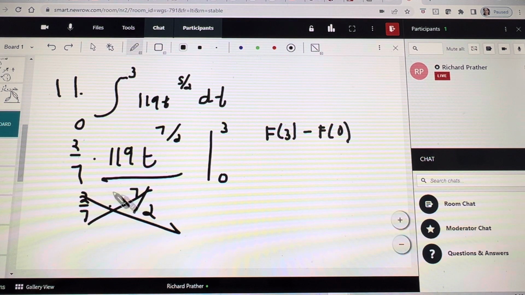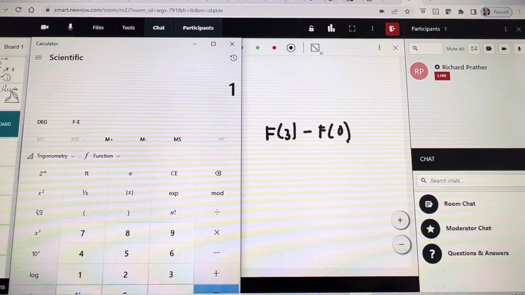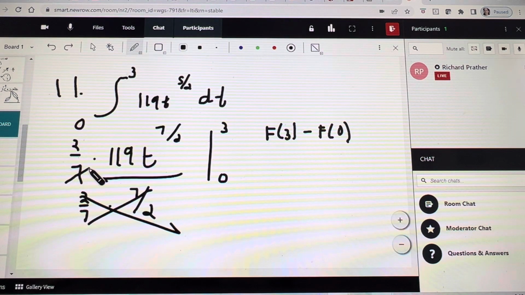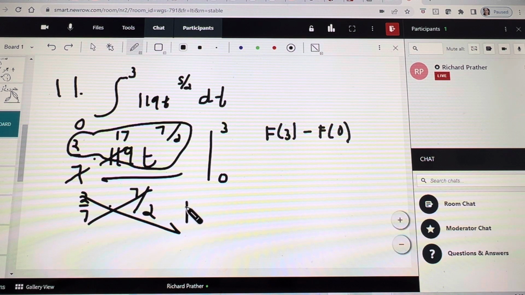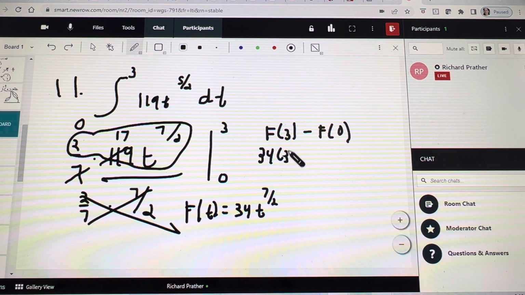Okay, does 7 go into 119? Oh, it does. That helps. 17. Okay. So we've got 34. Our big F function, after I did the antiderivative, the big F is 34 t to the 7/2. And then big F of 3 would be 34 times 3 to the 7/2 minus 34 times 0 to the 7/2.